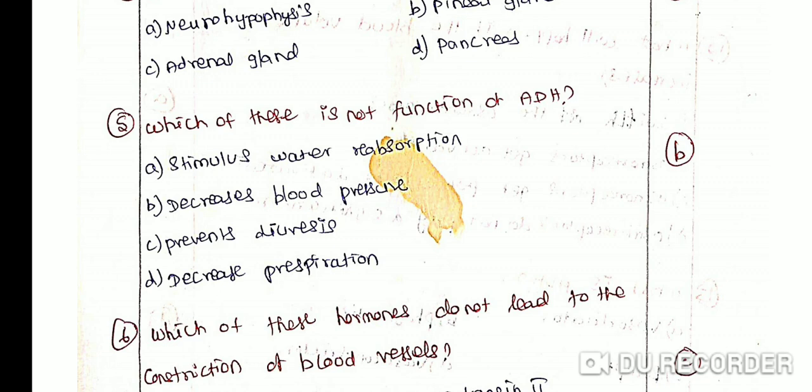Explanation: ADH or the antidiuretic hormone is also known as vasopressin. Vasopressin stimulates water reabsorption from the kidneys, prevents diuresis, decreases perspiration, and increases blood pressure.